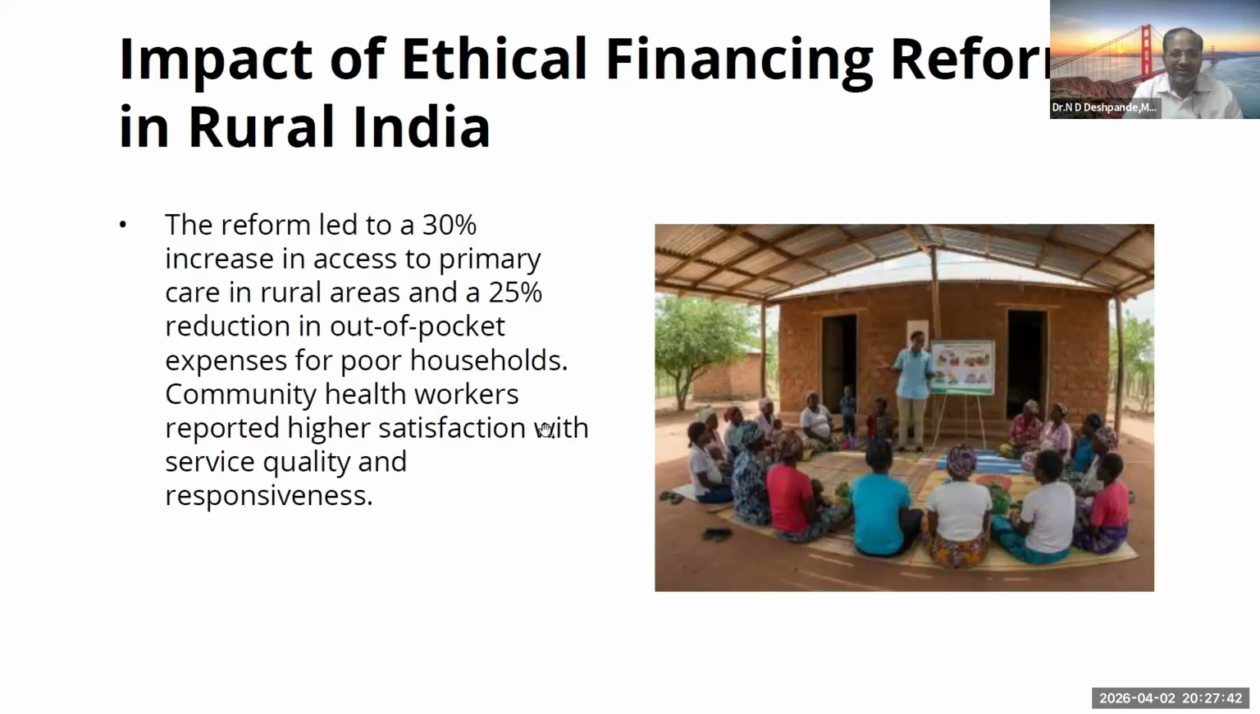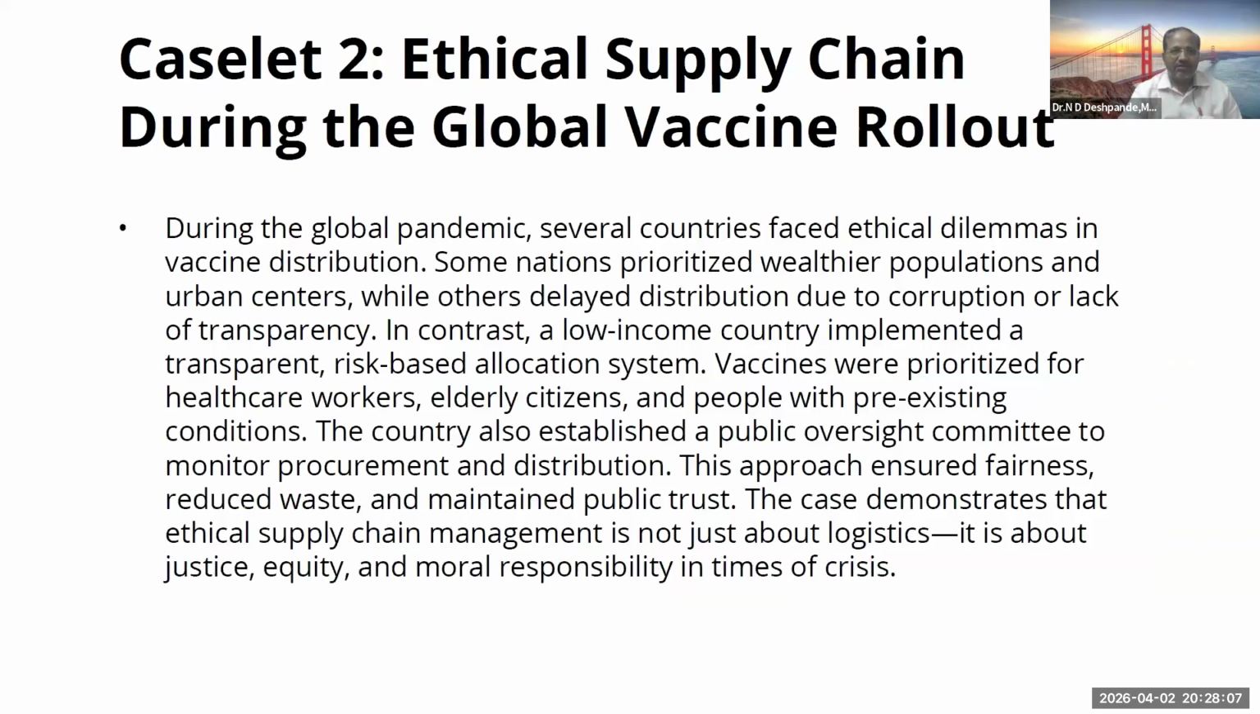Community health workers reported higher satisfaction because of such a reform, ethical financing reform, and service quality and responsiveness also improved over a long period of time. The case in point example has been taken from an African country, but it is also applicable under Indian conditions. Then we see another case, ethical supply chain during a global vaccine rollout.